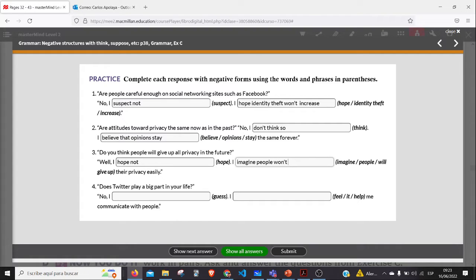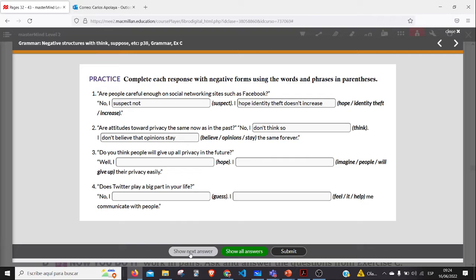Next, does Twitter play a big part in your life? No. No, I guess not. No, I guess not. I feel it helps me. Helps me communicate with people. Yes.